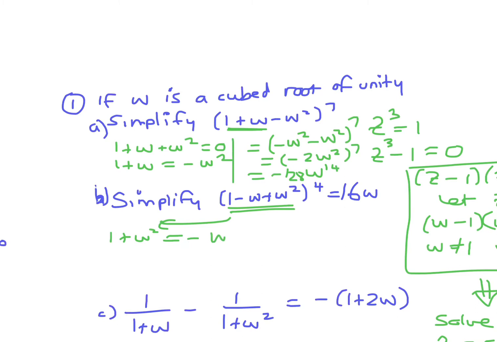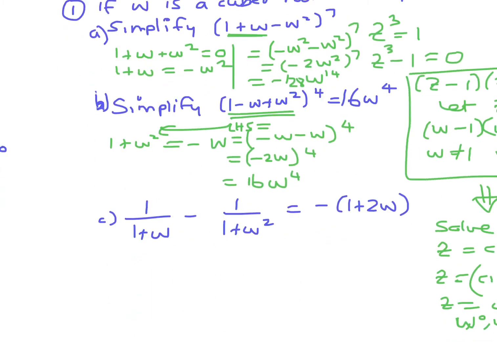Okay, looking at this one here, we're going to have to rearrange the 1 plus omega squared and make that equal minus omega. So then you have minus omega. This is the left-hand side, which is minus 2 omega, and it is all to the power of 4. Now, I think that question actually should have a 4 on there, otherwise it won't work. Minus 2 to the power of 4 is 16, and then it's 16 omega to the 4.